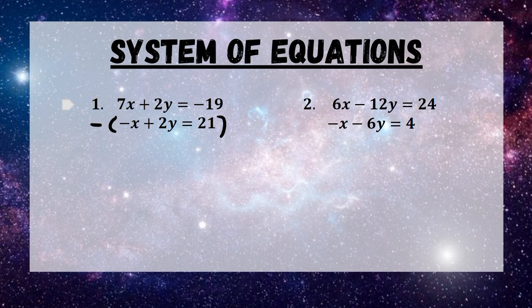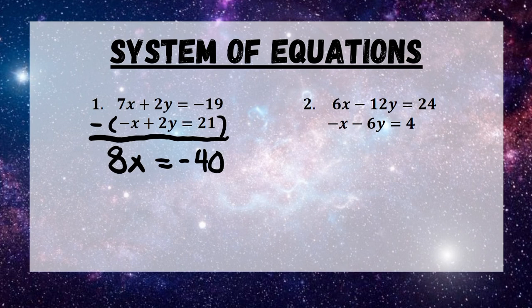If we subtract the two equations from each other, for x we'll have 7x minus negative x. 7 minus negative 1 gives us positive 8x. 2y minus 2y cancels each other out, which is the objective of elimination. We're eliminating one of the variables. And then negative 19 minus 21 gives us negative 40.